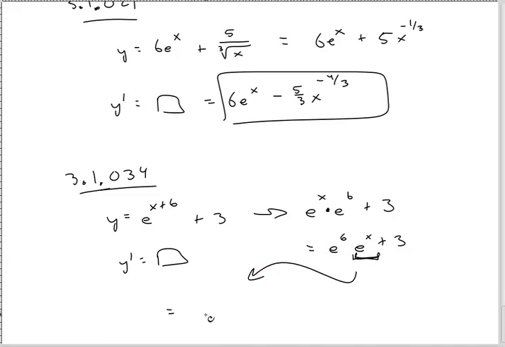And so when I do my derivative, I got e to the 6, e to the x, because the number in the front stays the same. e to the x goes to e to the x, super easy. And then 3 is going to go to 0.